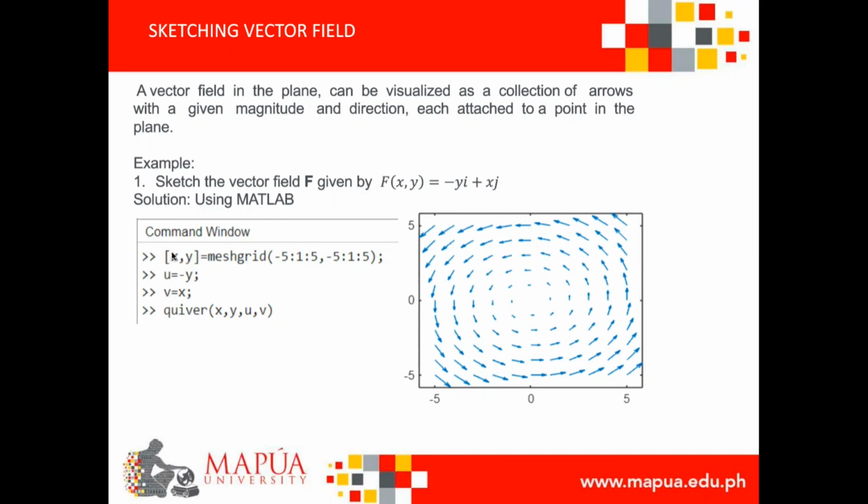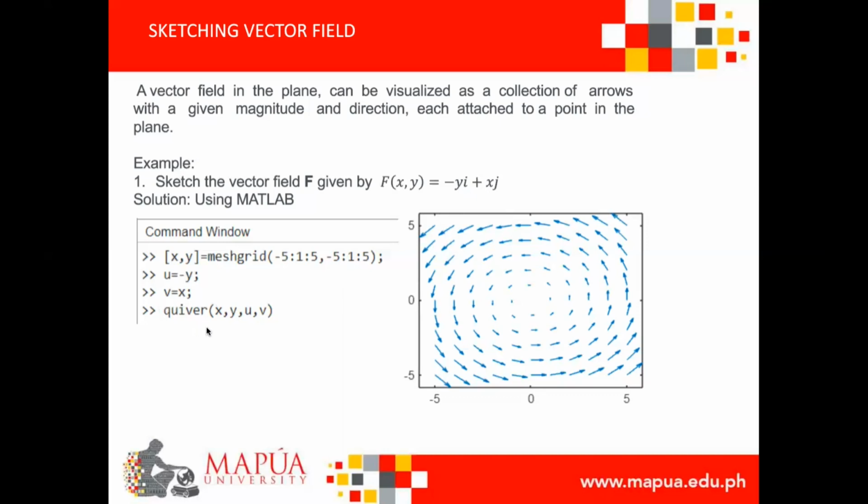So we have the syntax in the first line. In bracket form, we have xy equals meshgrid. Then we have the values of x from negative 5 to 5 with an increment of 1. Then for the y values, we have the limits from negative 5 to 5 with an increment of 1. Then the components u and v here are obtained by using the vector field. So for u, it will be negative y, which is your i component. Then for vector v, that will be your j component, and that is equal to x.